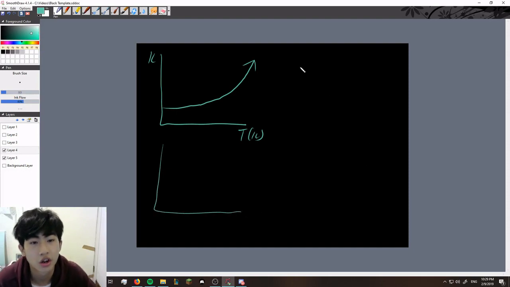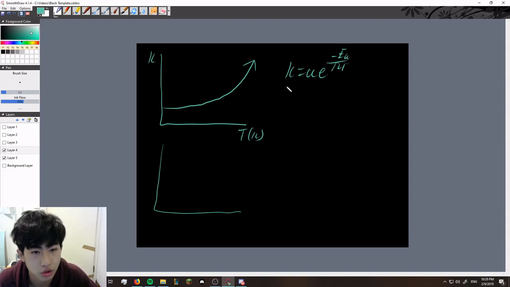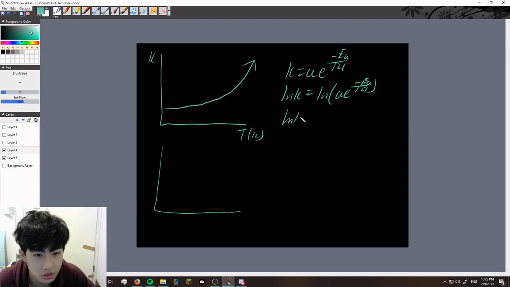So let's take our Arrhenius equation. We know that K equals A times e to the power negative EA over RT. If we actually natural log both sides, we get ln K equals ln brackets A times e to the power negative EA over RT. Now using log rules, we know this equals ln A plus ln e to the power negative EA over RT. Let's keep going.